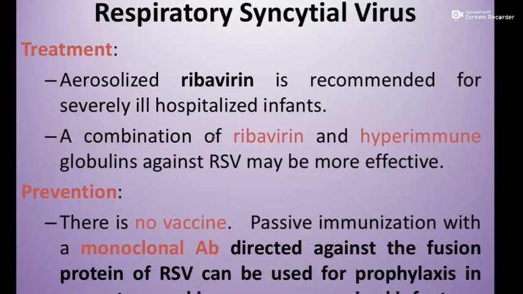Treatment ممكن نستعمل antiviral اللي هو ribavirin aerosolized يعني استنشاق, recommended for severely ill hospitalized infant. Combination of ribavirin and hyperimmunoglobulin, نستعمل immunoglobulins, plasma immunoglobulins protect against the virus or treat the virus. There is no vaccine against this virus.